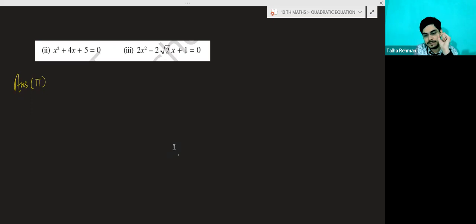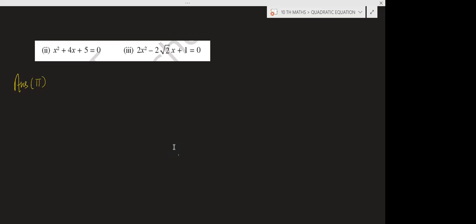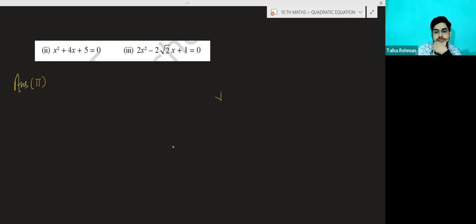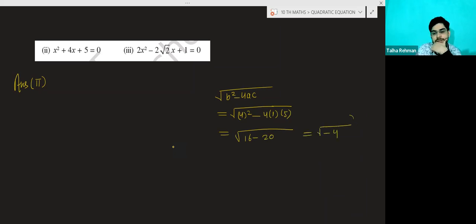Are you getting negative root? Yes, sir. This value, B square minus 4AC. So when you will calculate, you will get 4 square minus 4 into 1 into 5. It is 16 minus 20. So what you are getting? You are getting this. Can you find the root of this?